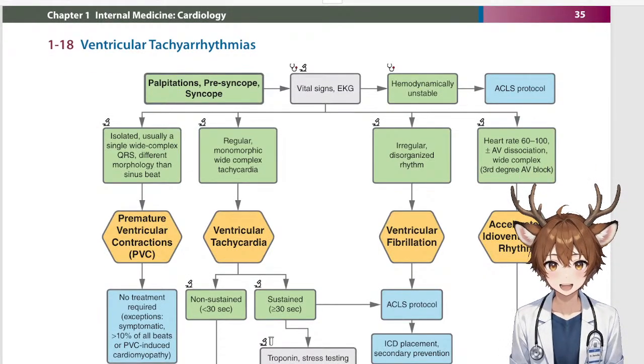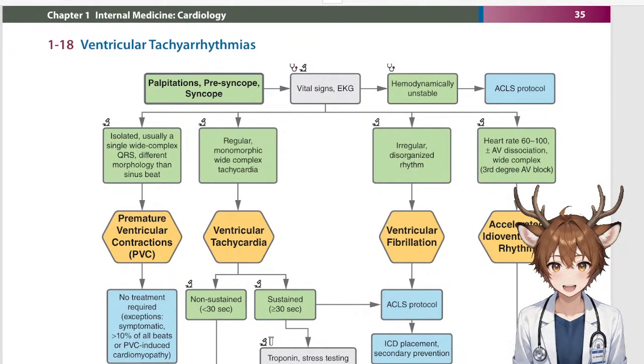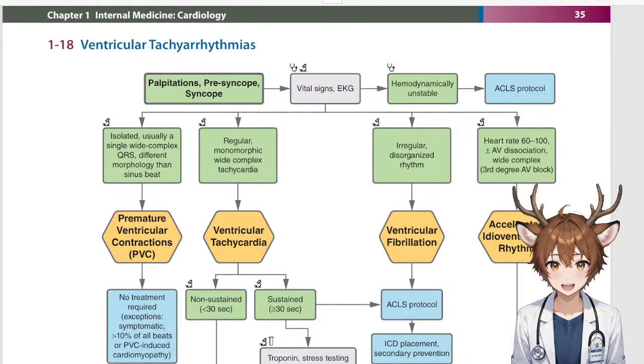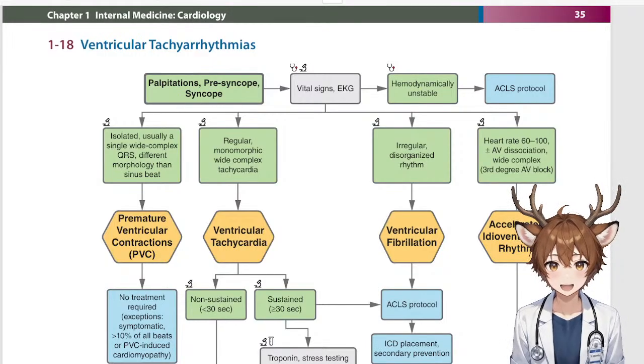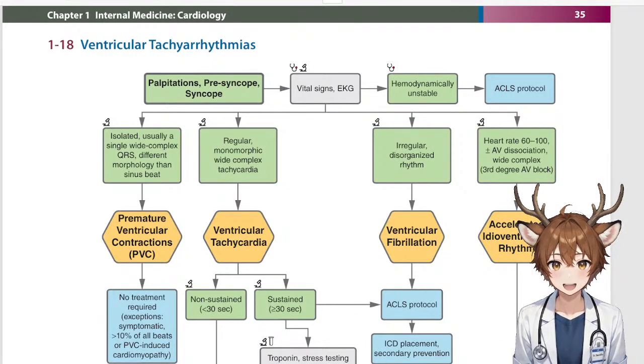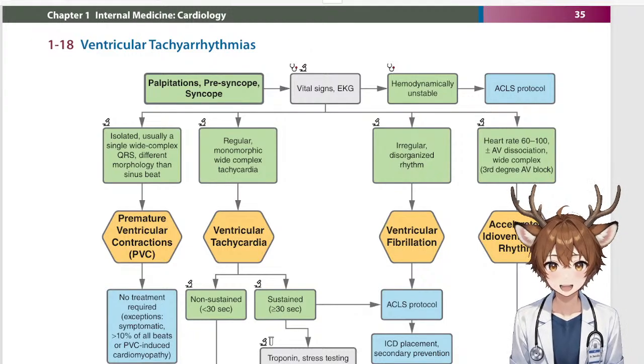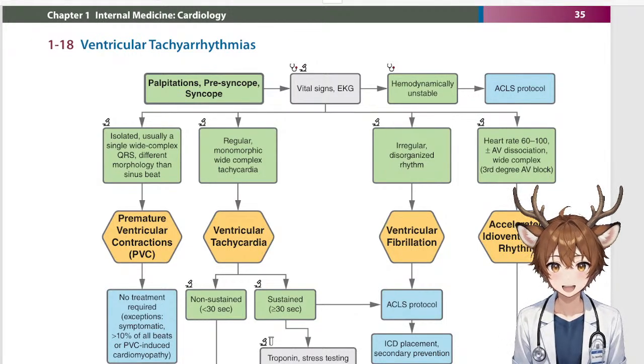What about regular monomorphic wide complex tachycardia? In that case, it's VTAC, ventricular tachycardia. What if we have irregularly disorganized rhythm, in which case we have VFib, ventricular fibrillation? What if we have a heart rate of 60 to 100, plus or minus an AV dissociation, a wide complex third degree AV block, and then we have accelerated idioventricular rhythm?